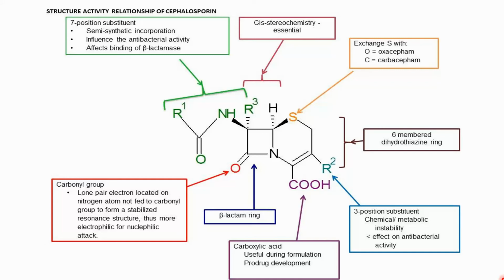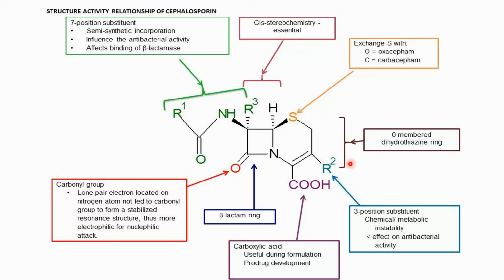So here on the screen you can see the compilation of SAR of cephalosporin, which you can easily understand with this diagram. So let me explain once again. We will start from this ring. Here you can see, with orange color, sulfur. It can be substituted or replaced with oxygen or a methyl group.